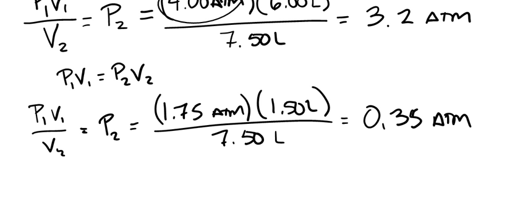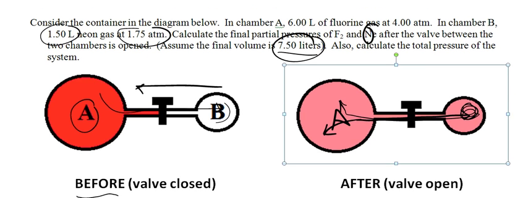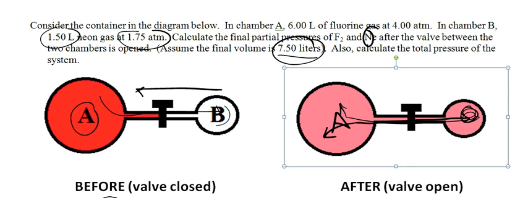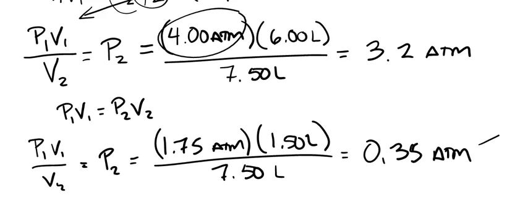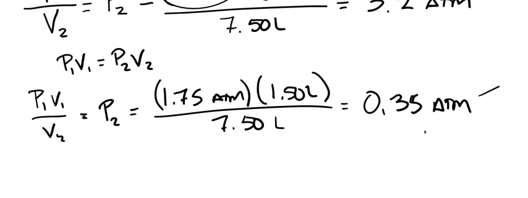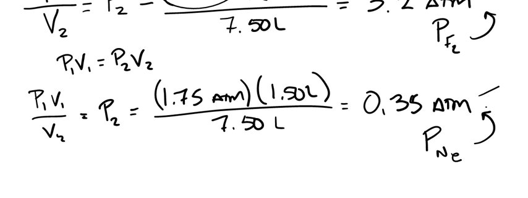Now, this is the pressure for what is in B. What do we have here? B is the neon and A is the fluorine. So this is our pressure for the neon, and this is our pressure for the fluorine. So that's that, and that's that. So we have the first part of the question answered.